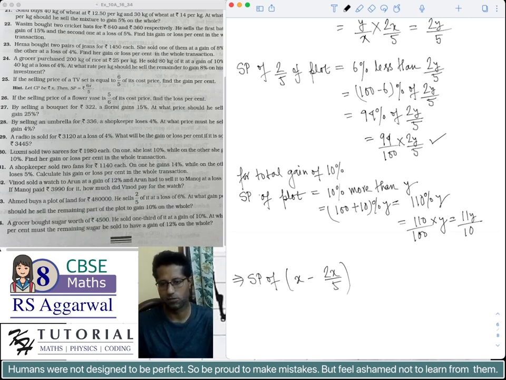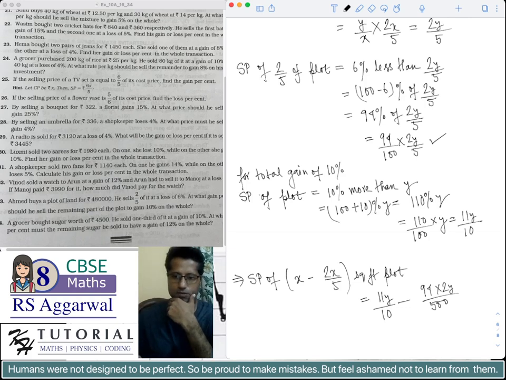So the selling price of this remaining square feet plot should be equal to the total selling price, which is 11y by 10, minus the selling price of the 2/5 of the plot, which is 94 multiplied by 2y divided by 500. So this must be the selling price of the remaining square feet plot.